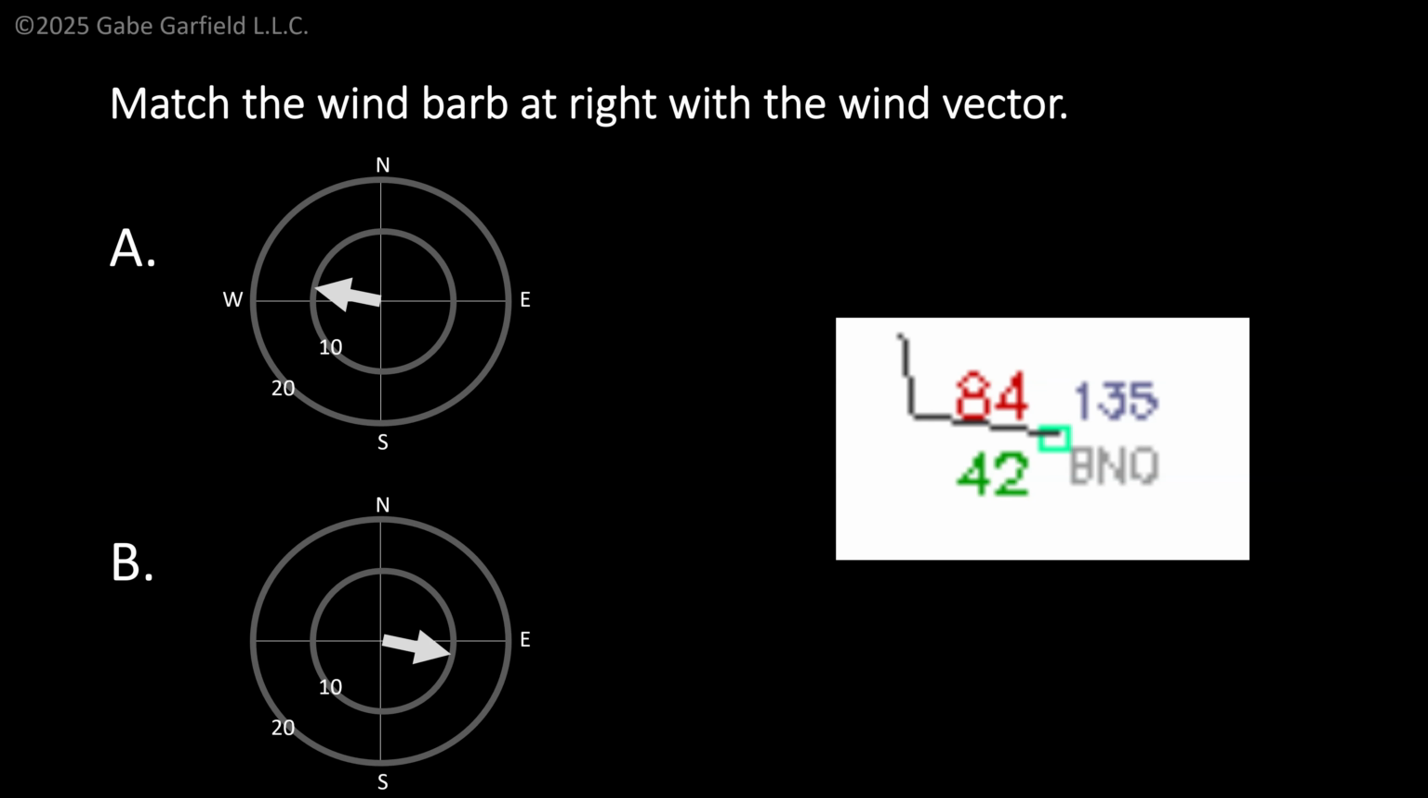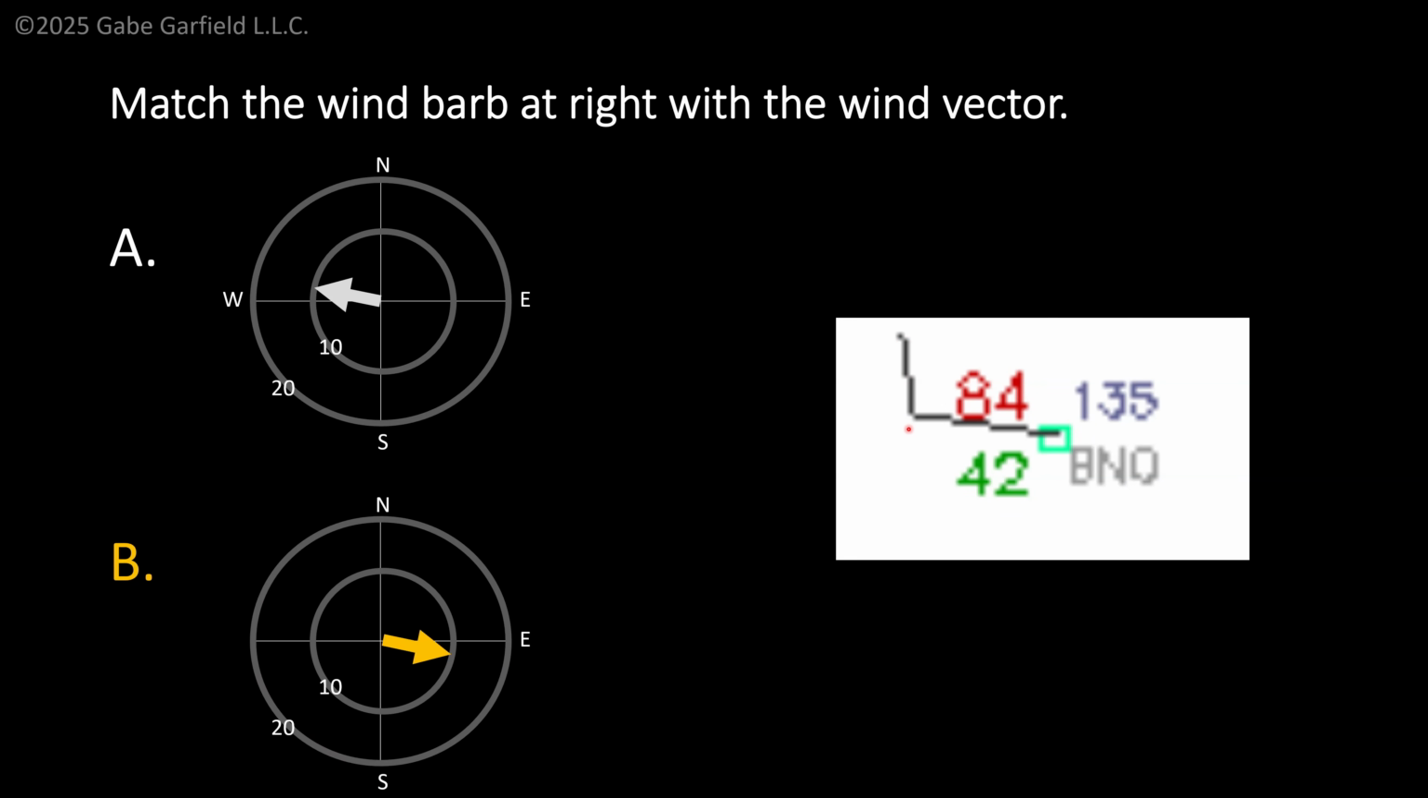Here's another one. Match the wind barb at right with the wind vector. Is it A or is it B? If you answered B, you got this exactly correct. This is a west-northwest wind at 10 knots. So you can take the station plot, which is a west-northwesterly wind at 10 knots. We can tell this because it's coming from the west-northwest towards the station, which is east-southeast, at 10 knots, which is just one barb.